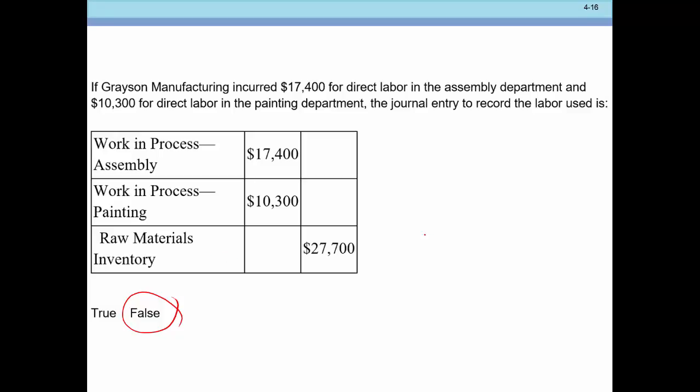Debit work in progress. Credit what? Salaries payable, or I guess if we're paying them cash, we could credit cash. But it's clearly not raw materials because we're not dealing with raw materials here. We're dealing with labor, right? Okay. All right. So now back to our regularly scheduled program, equivalent units, okay?